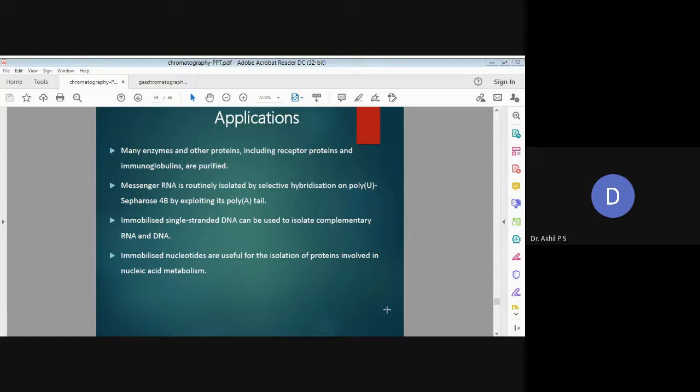Application. Many enzymes and other proteins, including receptor proteins and immunoglobulins, are purified. Messenger RNA is routinely isolated by selective hybridization of the poly A tail. Immobilized single-strand DNA can be used to isolate complementary RNA and DNA. Immobilized nucleotides are useful for the isolation of proteins involved in nucleic acid metabolism. These are the main applications in this technique.